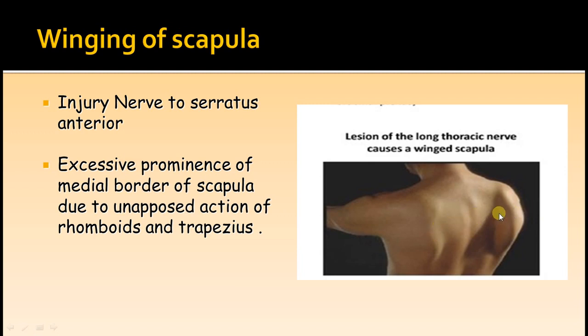Why? Because the nerve is paralyzed, the muscle is not acting, the serratus anterior, which is involved in the protraction of the scapula. And this border becomes raised because the muscles attached to this border, that is the rhomboid major, the rhomboid minor, and the trapezius, which is attached here to the spine, all become unopposed, and they are retractors of the scapula. So naturally they try to retract the scapula. No protraction is occurring, and the medial border of the scapula is raised, and that condition is called winging of the scapula.